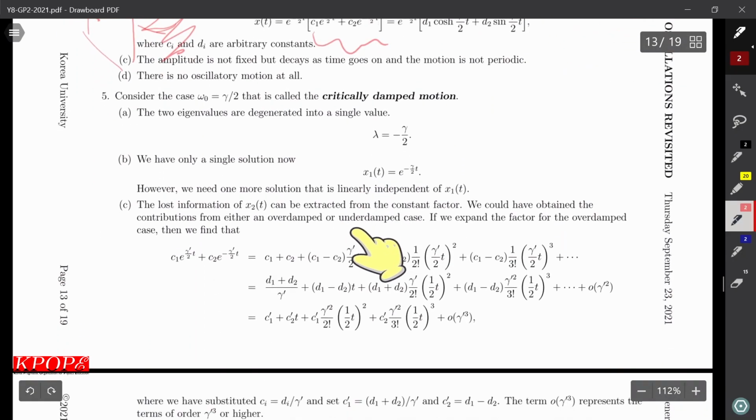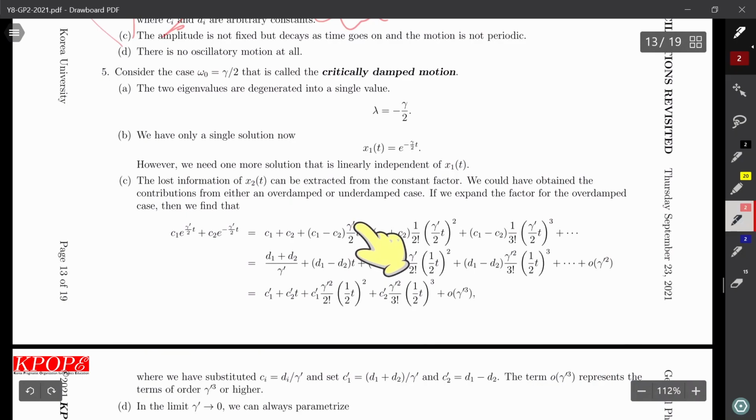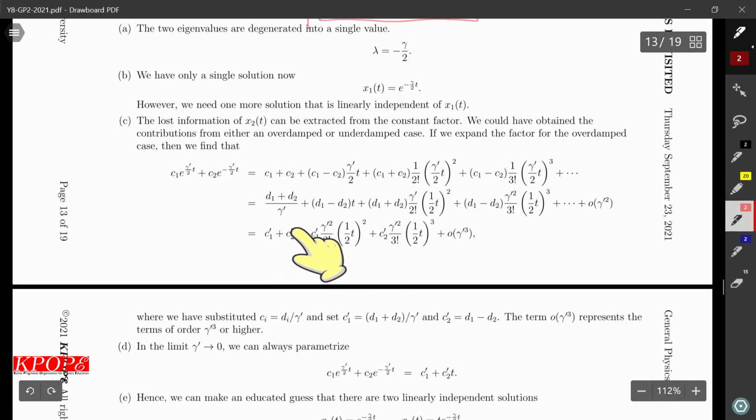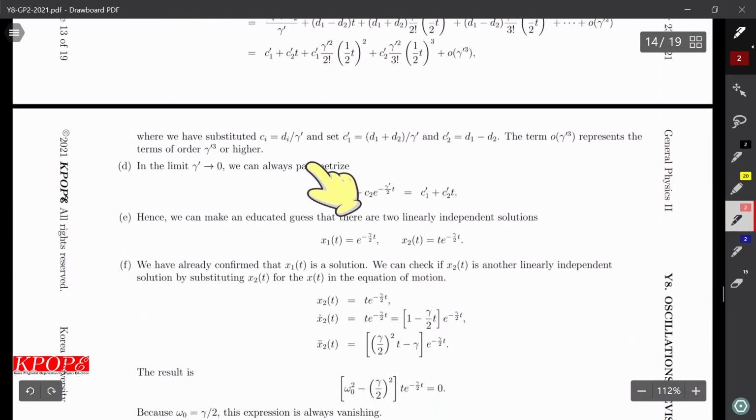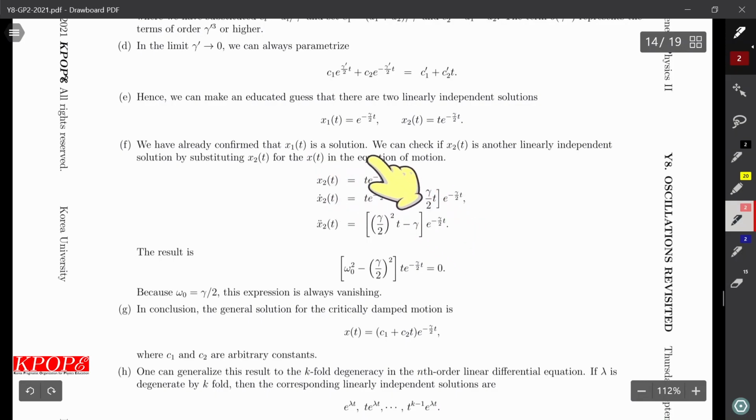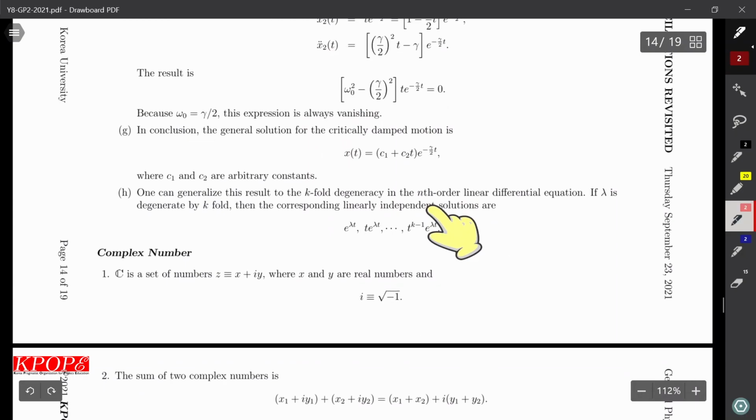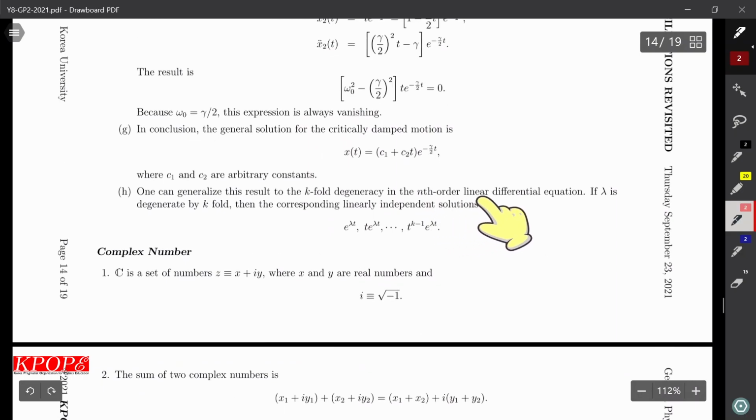An additional solution is for the double root case, which is called the critically damped motion. Critically damped motion can be solved in various ways, but we just follow this calculation to find the linearly independent set of solutions for the critically damped motion.